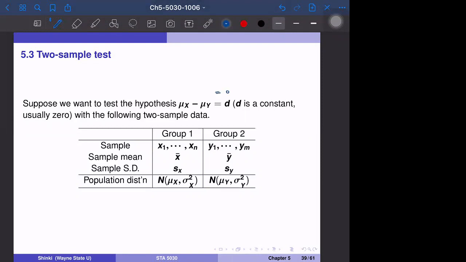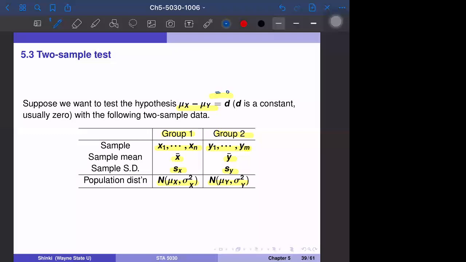Okay, so the setup is here. We have the two samples, group 1 and group 2. One sample is x1, x2 up to xn. The other sample is y1 to ym. And we have a sample mean and a sample standard deviation. Our assumption is that x1 to xn are IID normal mu sub x, sigma x square, and y1 to ym follow normal mu sub y, sigma y square. Then we want to test this null hypothesis against some alternative.